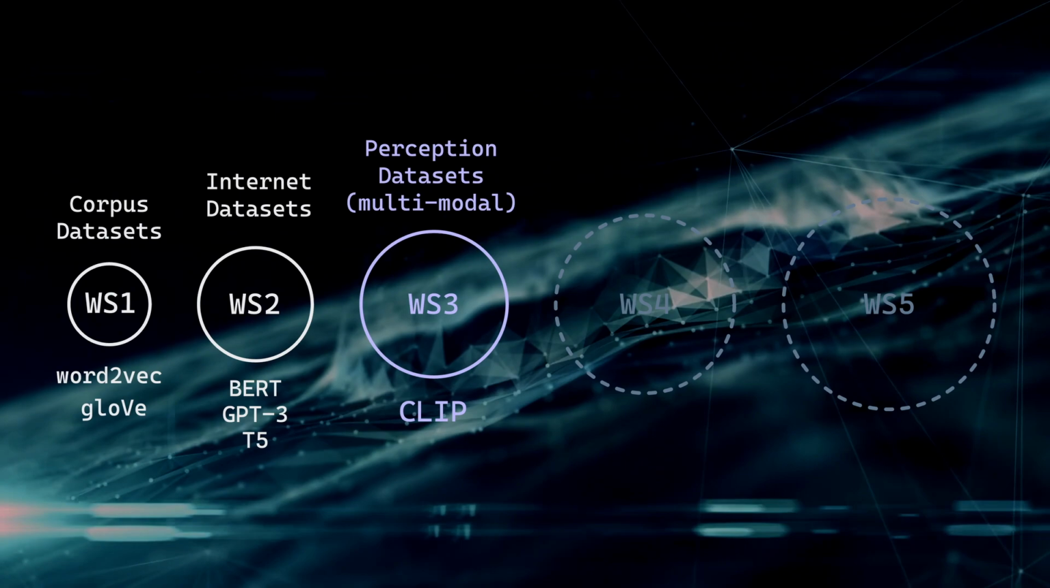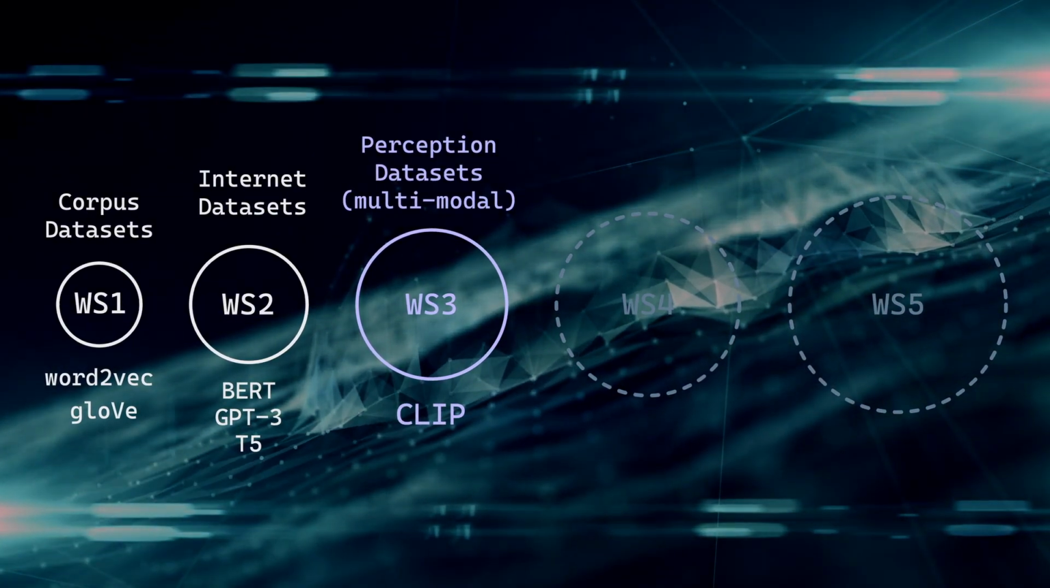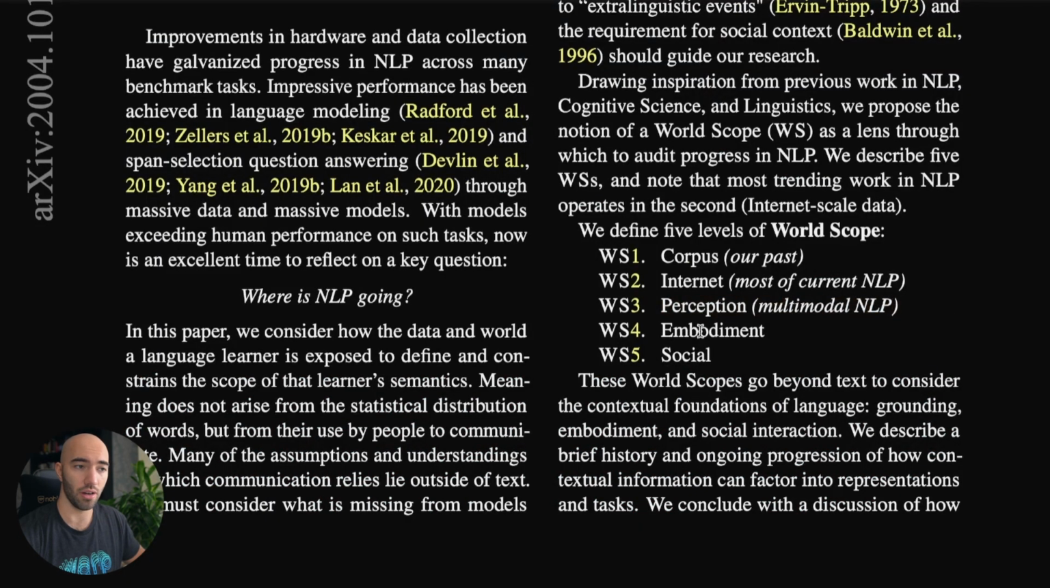In perception, this is where we start to see not just NLP, but also computer vision. So here is where we are now with CLIP. Okay, and quite interestingly as well, in the next world scope, this is where you start to get reinforcement learning, and then you continue going. So you almost see this culmination of all the different disciplines in machine learning coming together into one larger discipline.